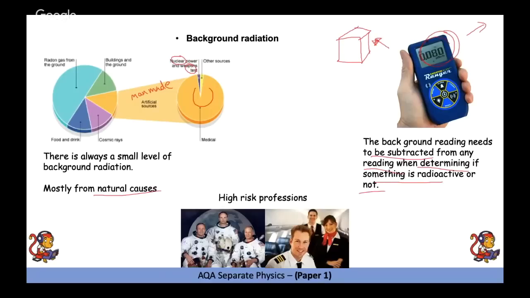Okay, now there are some jobs which are more at risk than others. Because a lot of our radiation comes from outer space, the high-risk professions are ones that work in the sky or in space. So airline staff are exposed to more radiation than most other jobs. The same for astronauts as well.